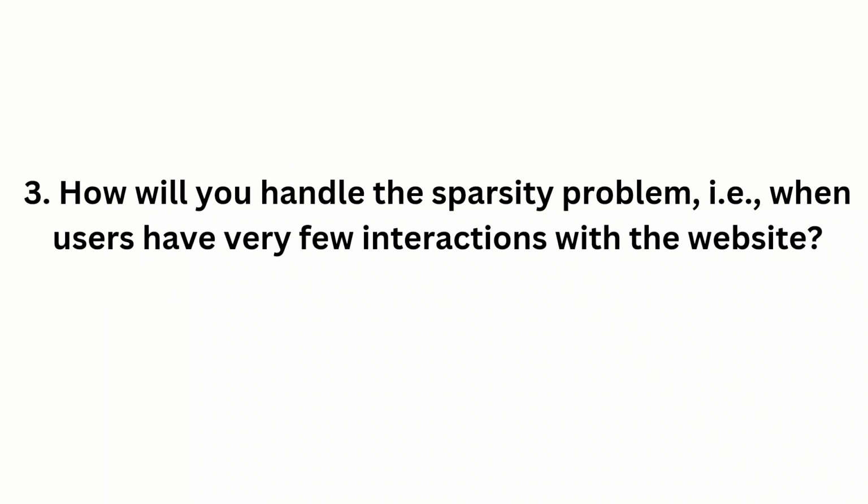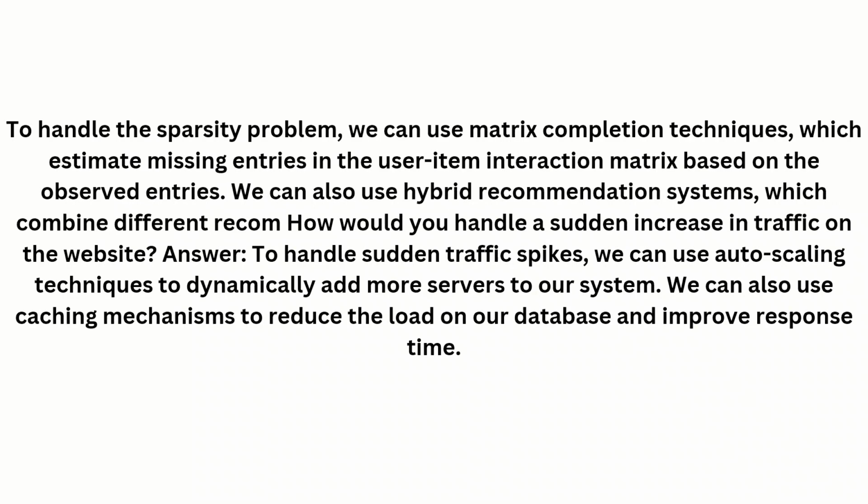3. How will you handle the sparsity problem, i.e., when users have very few interactions with the website? To handle the sparsity problem, we can use matrix completion techniques, which estimate missing entries in the user-item interaction matrix based on the observed entries. We can also use hybrid recommendation systems, which combine different recommendation techniques.